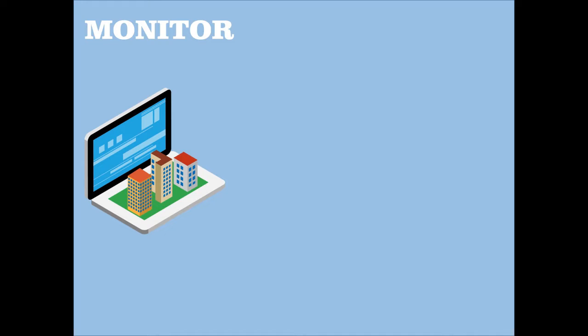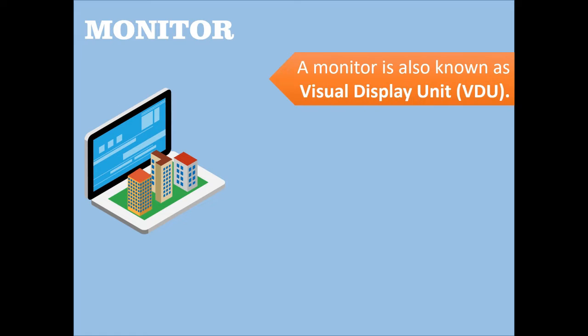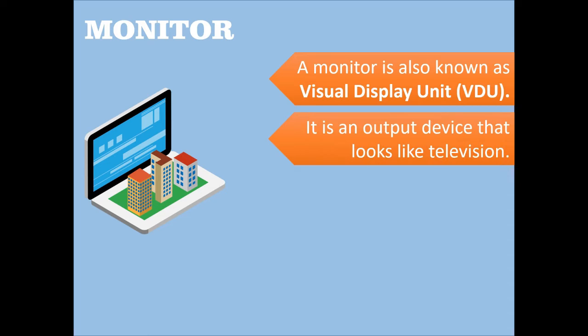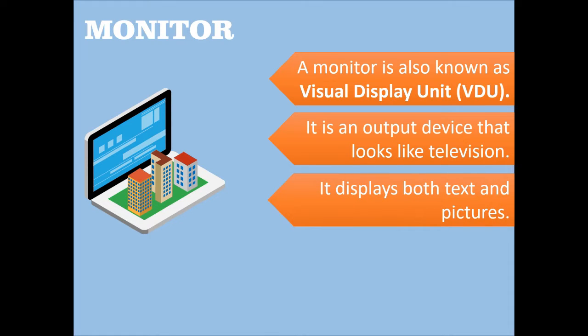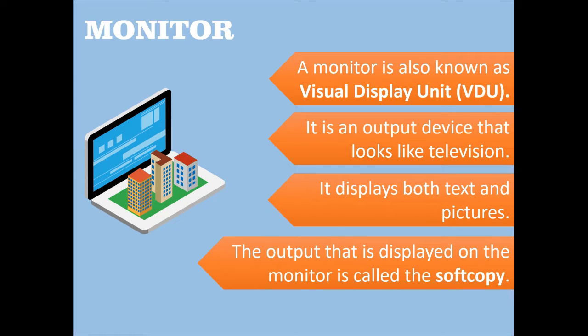Let's see an example. First is a monitor. A monitor is also known as a visual display unit, or we can say VDU. It is an output device that looks like a television. It displays both text and pictures. The output that is displayed on the monitor is called the soft copy.